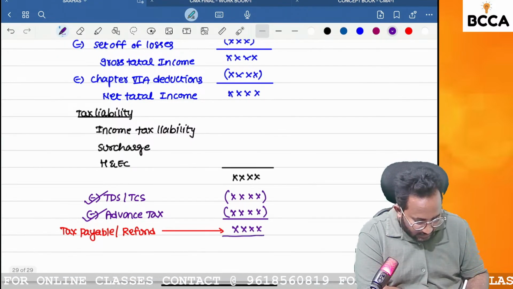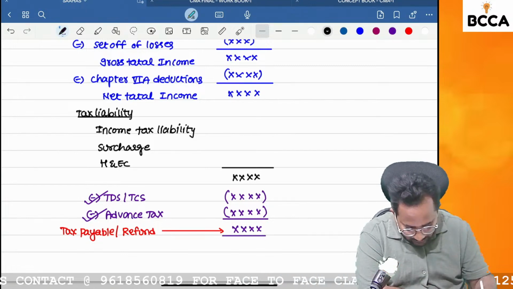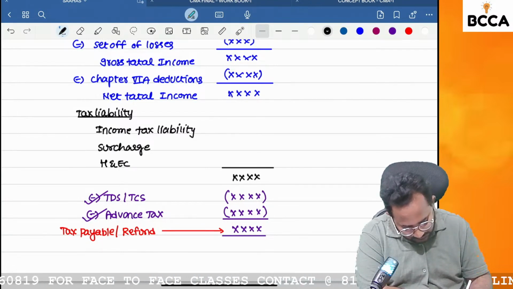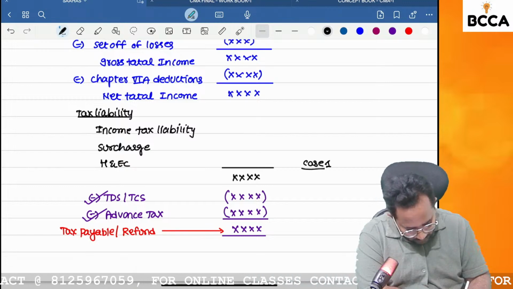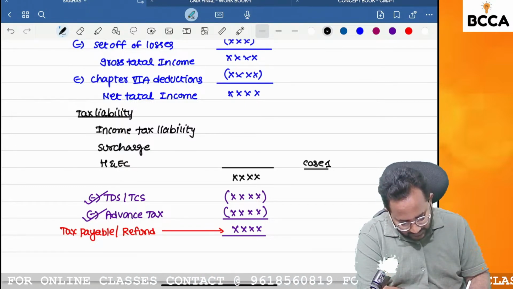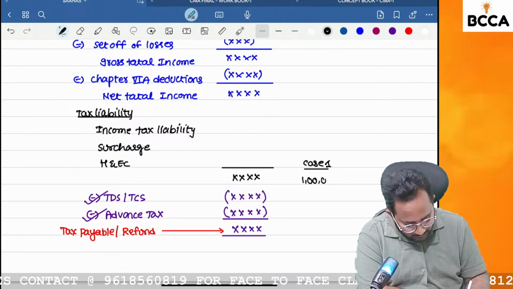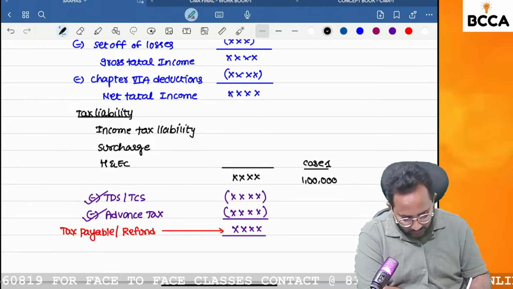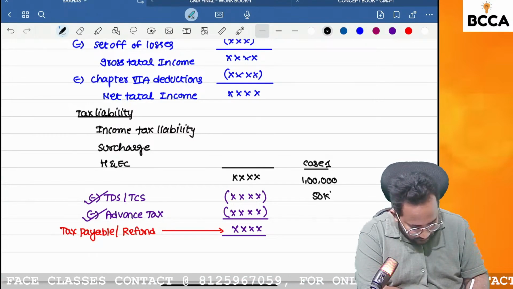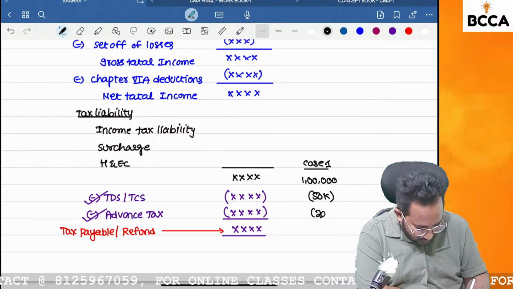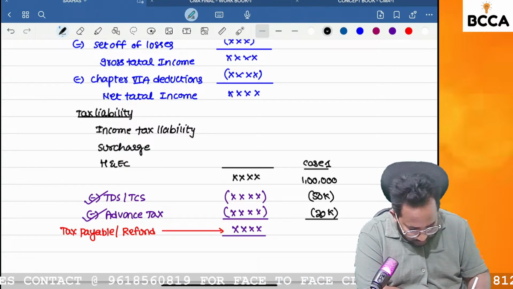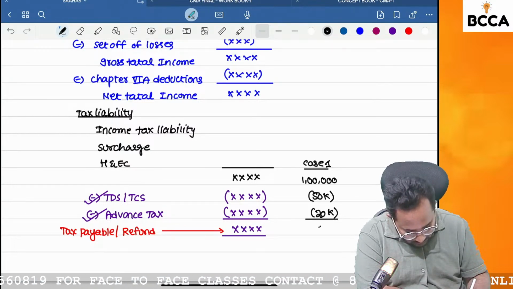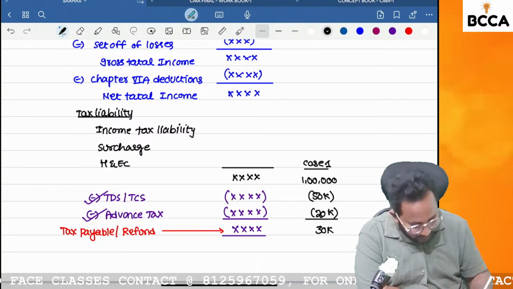Yes. Can you give me one example? Yes, I will tell you. So case one. Tax liability is 1 lakh. TDS 50,000, TCS 20,000. Can you tell me, will you get a refund or payable? Payable. 30,000 you have to pay.